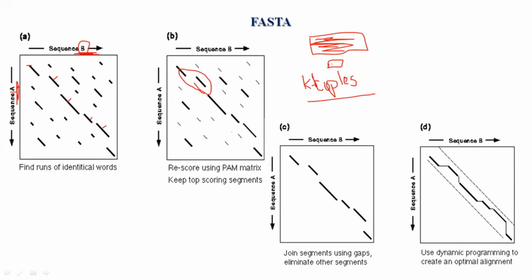In that case, it will join those similar sequences to give the final output sequence you can see here. This is how FASTA works.